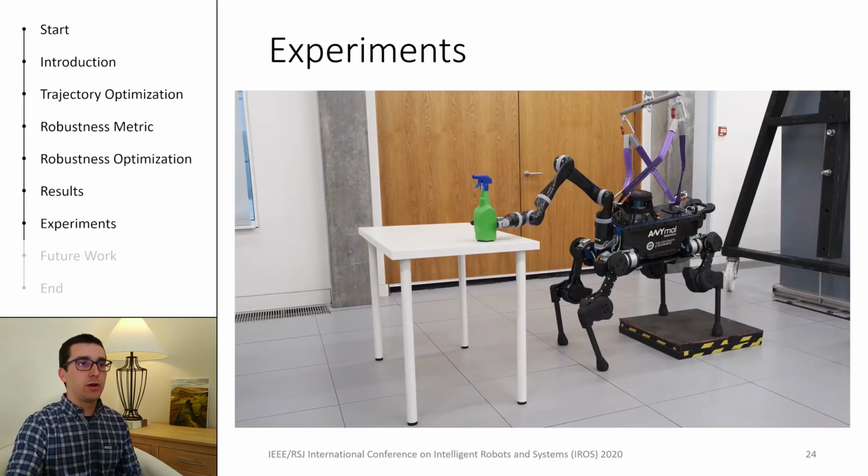To validate the whole body trajectories computed with our framework, we tested them in full physics simulation. We also validated them through experiments on the real robot. In this video, the robot is on a scenario with flat surfaces at different heights.